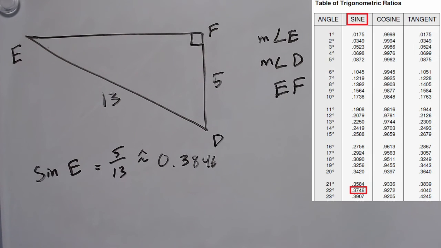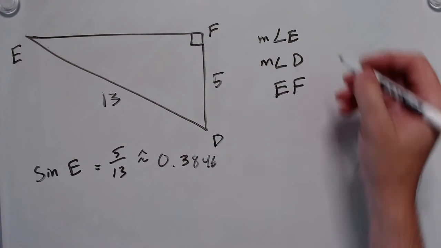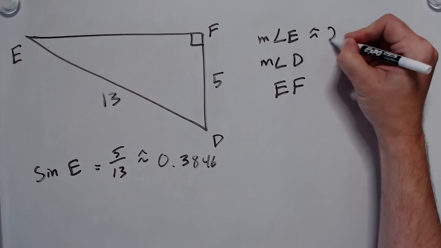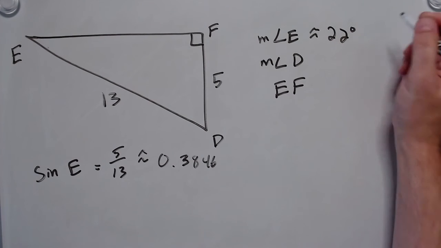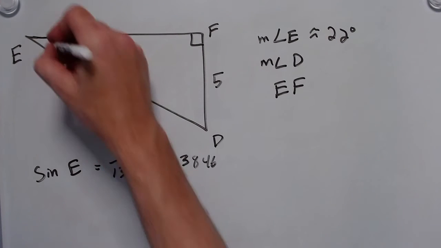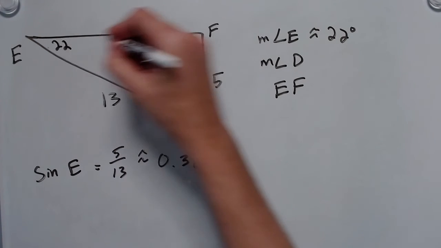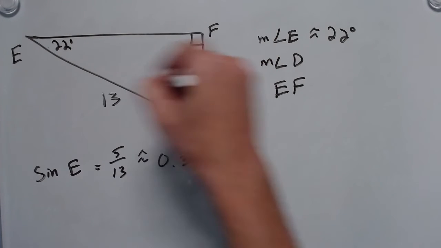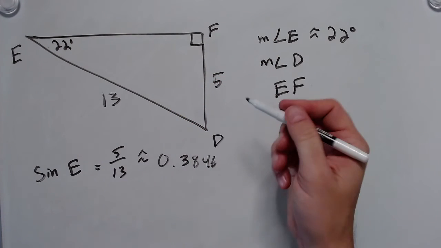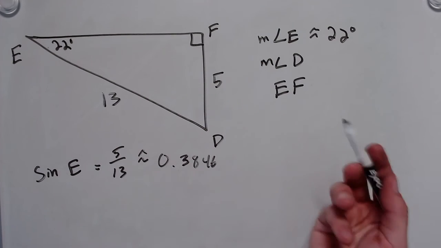And if you pull up a trigonometric table and you go into the sine column and you go all the way down to the closest number to this, we see that this is pretty close to 22 degrees. So we can say that E is roughly 22 degrees. Now, because we know this is 22 degrees and this is 90, we could do some basic math to figure out what this is, but let's use some trigonometry because that's more fun.